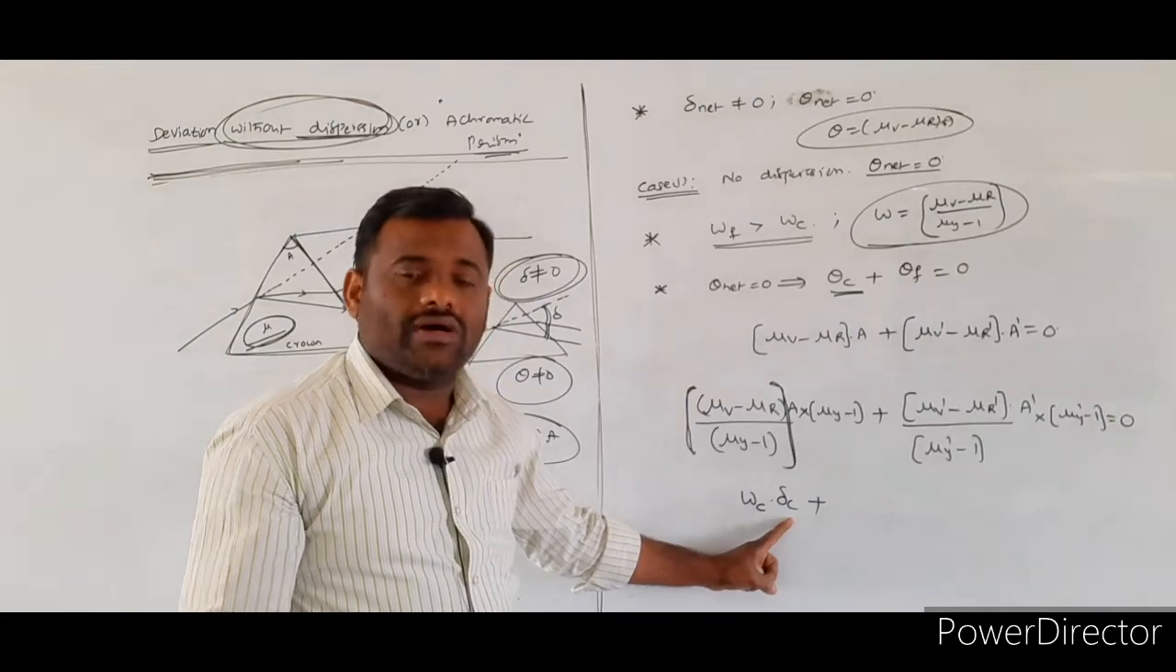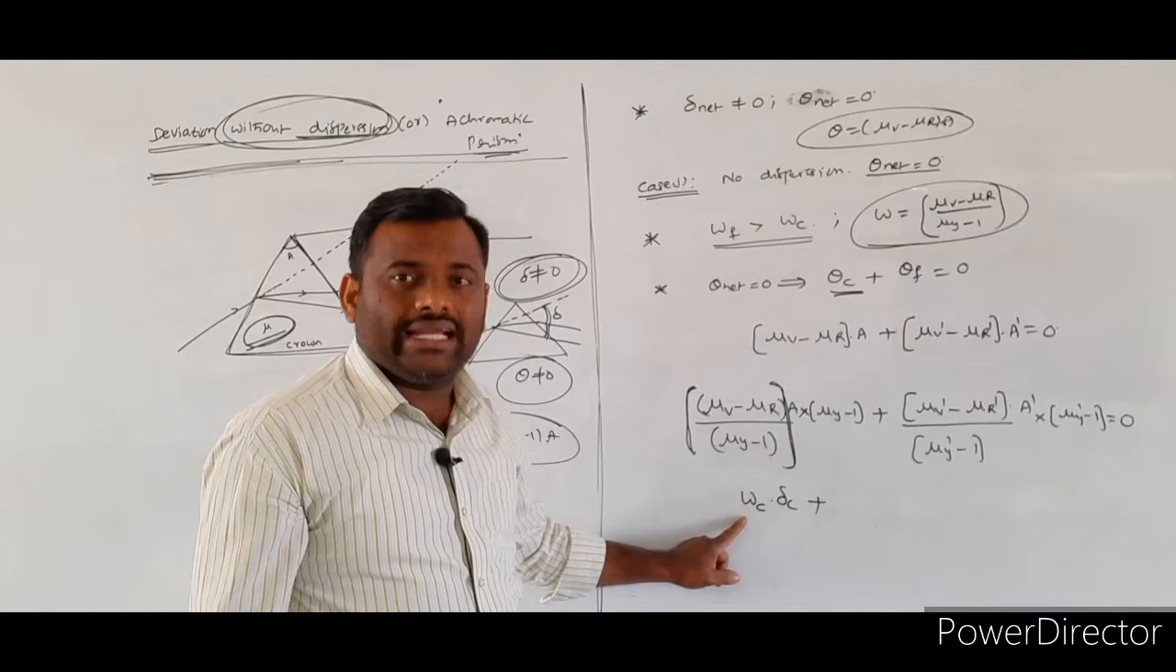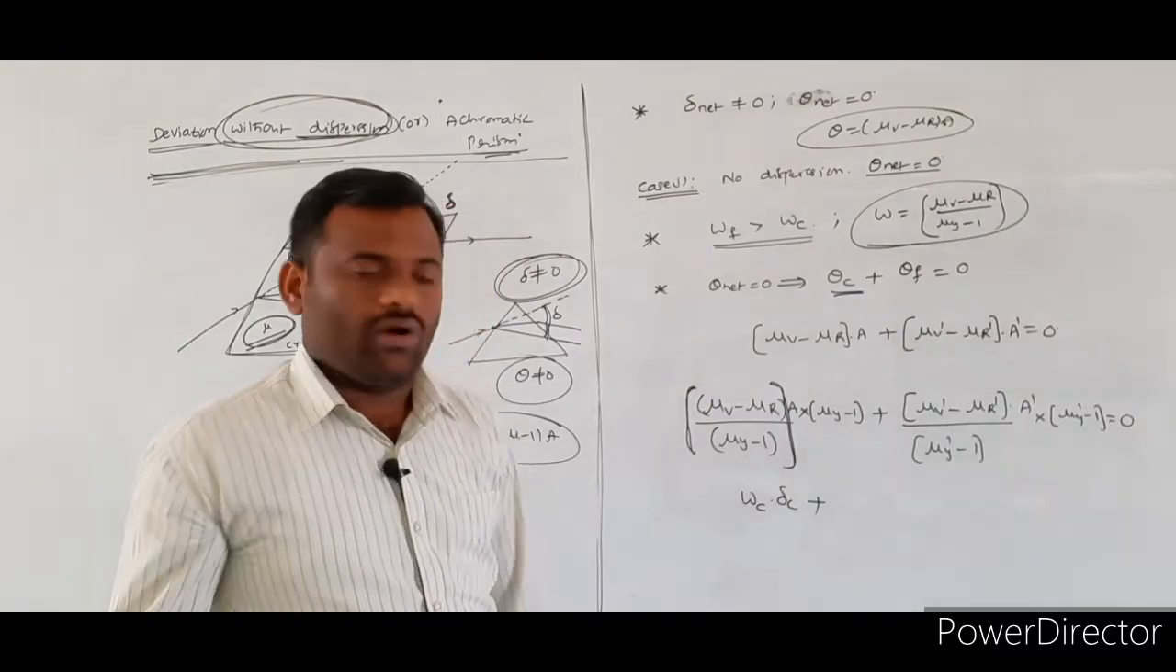Delta C will be indicating what? Angle of deviation which is produced by the crown glass. Omega C will be indicating what? Dispersive power of the crown glass.